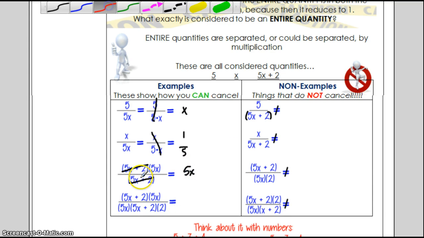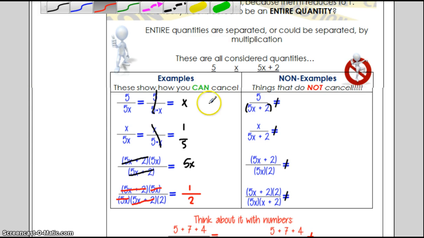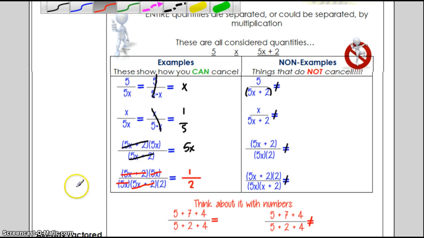A couple of things on this last one can cancel. The 5x on the top and the bottom. Again, 1 on the top, 1 on the bottom. They match up. They're exact. You can cancel them. Here, 5x plus 2, 5x plus 2 match up exactly. 1 on the top, 1 on the bottom. So we're left with 1 on the top and 2 on the bottom. Okay, so nothing matches on these, even though it may look like it. Again, this is addition, but these are two separate things. It has to be exact. So look at those non-examples and make sure you understand the difference.